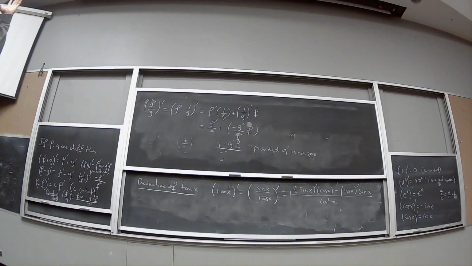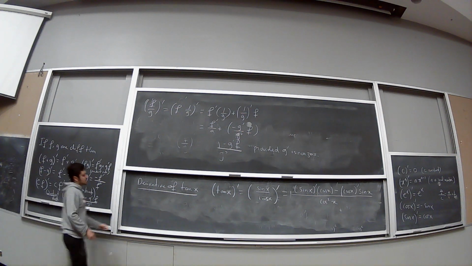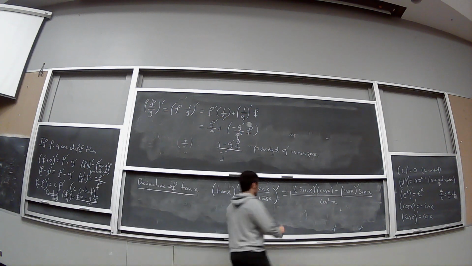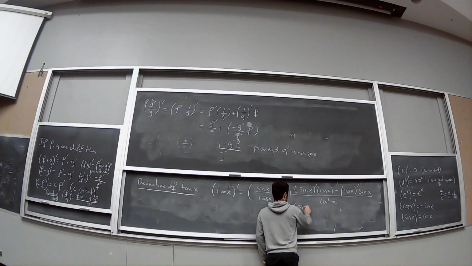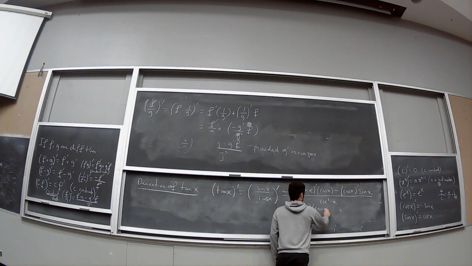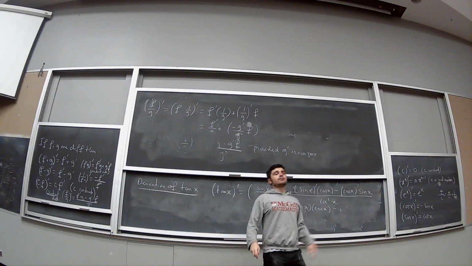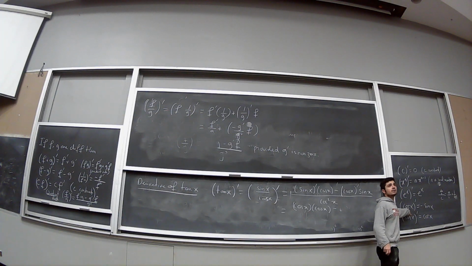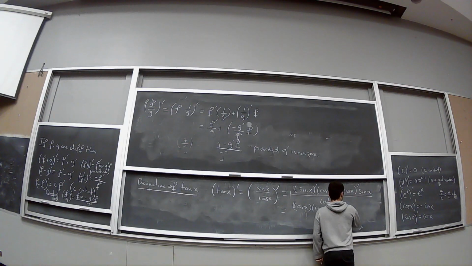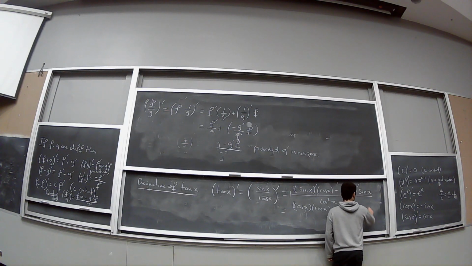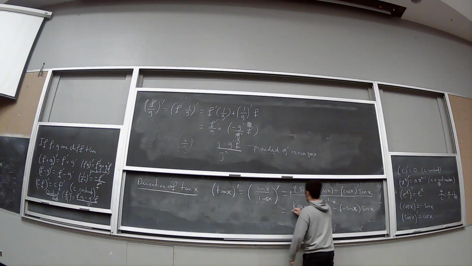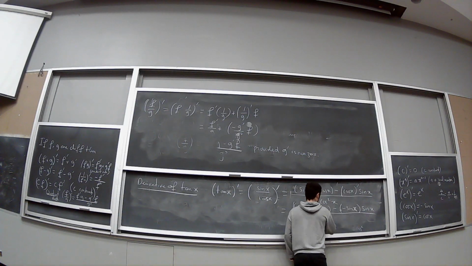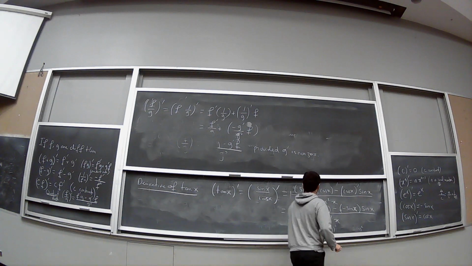Is that clear? Okay, now, how do I proceed here? What's the derivative of cos? The derivative of sine, sorry. The derivative of sine is cos. So I have cos x times cos x minus, what's the derivative of cos here? The derivative of cos is minus sine. Do you agree? Yeah. So I have minus sine x times sine x, over cos squared x. Okay.